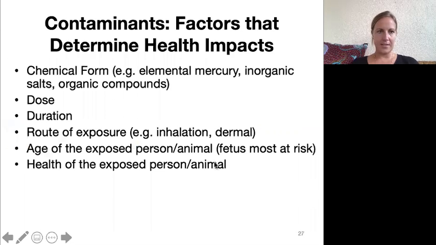As just an aside, there are many different factors that determine the impacts of mercury on health, such as the chemical form, the dose, duration, route of exposure, age of the person or animal, or health of the exposed person or animal. So it's not so straightforward, but there are many different factors that go into determining the health impacts of mercury.